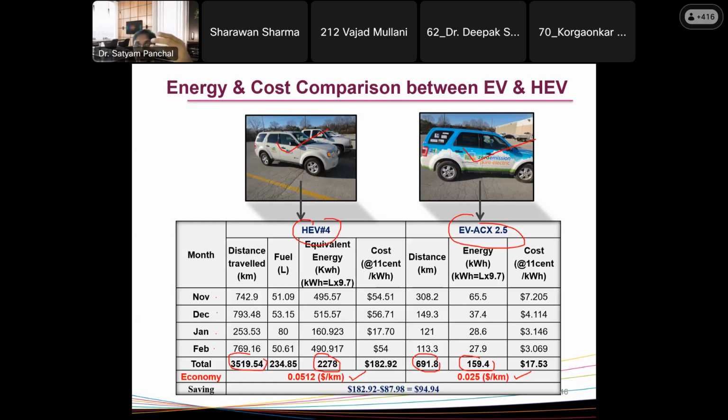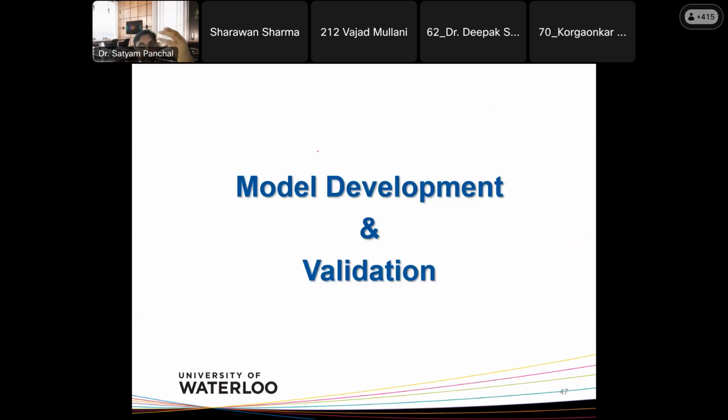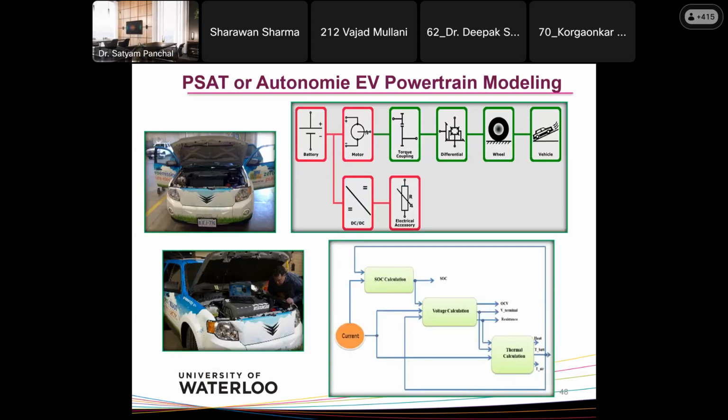And the third part is about model development and validation. So we use the PSAT software. PSAT is known as the Powertrain System Analysis Toolkit, and the newer, latest version is known as Autonomie. So you can use either PSAT or the Autonomie version for powertrain modeling. This electric vehicle has typical components: battery, then motor, then torque coupling, differential, wheel, vehicle, and then DC-DC converter, and then electrical accessories.